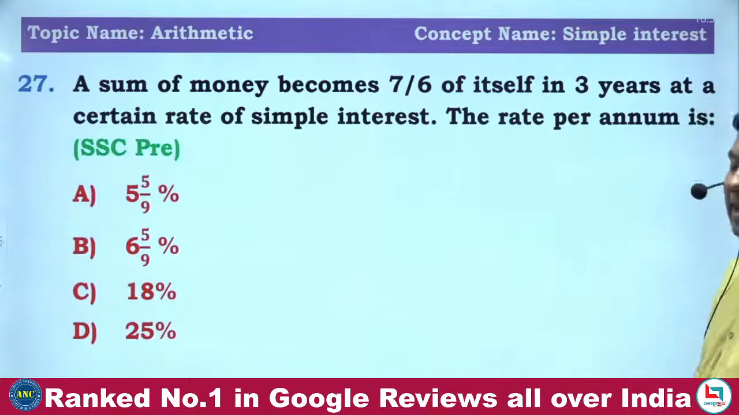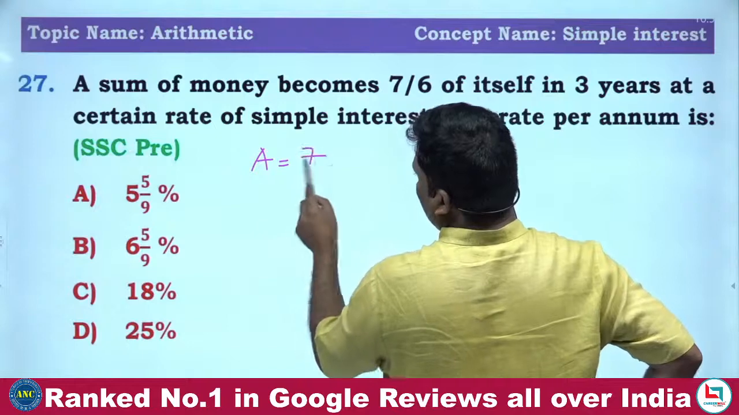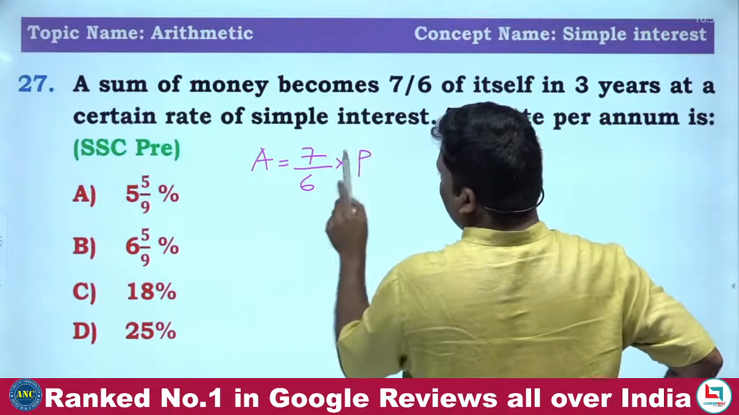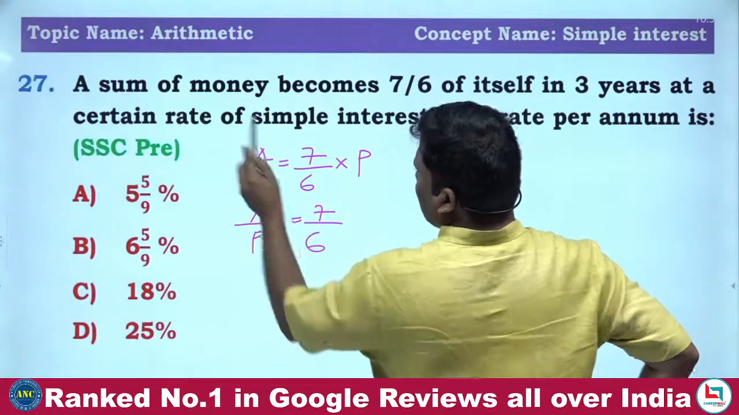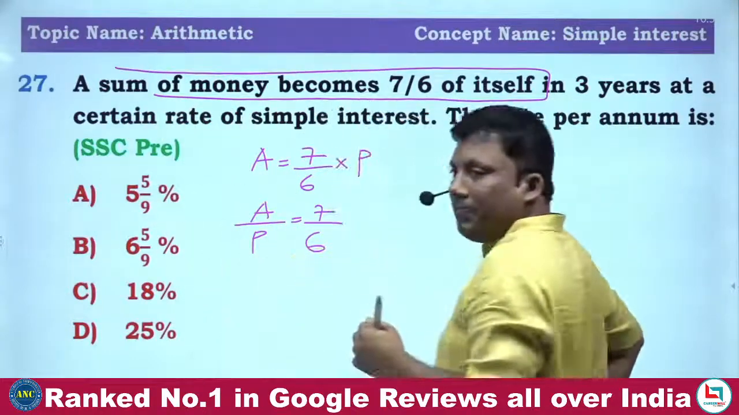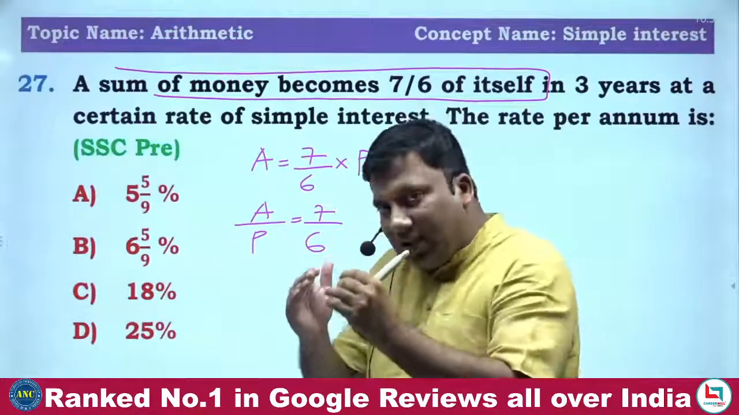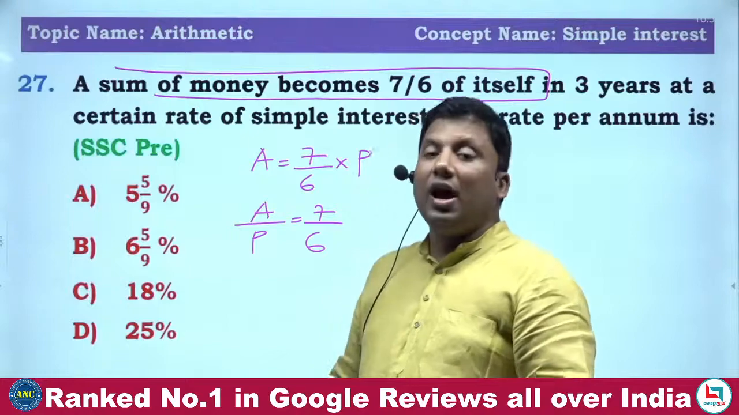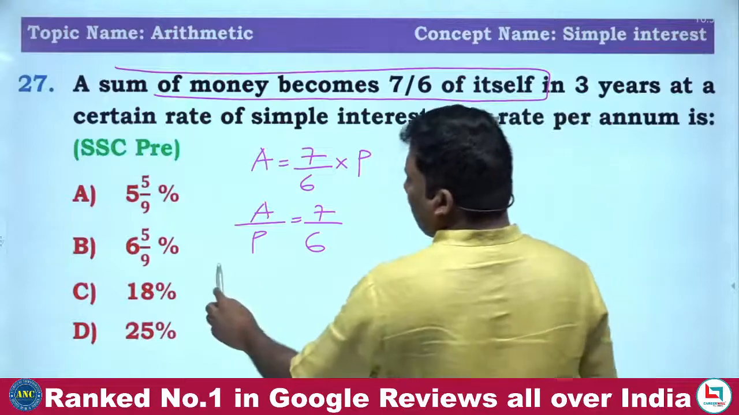27th question. A certain sum of money becomes 7 by 6 of itself. The amount is becoming 7 by 6 of the principal P. So amount by principal is 7 by 6. Initially it is 6 rupees. Now it has become 7 rupees. Initially the sum which I took is 6 rupees. After 3 years, how much am I returning? 7 rupees. That means what is the interest?